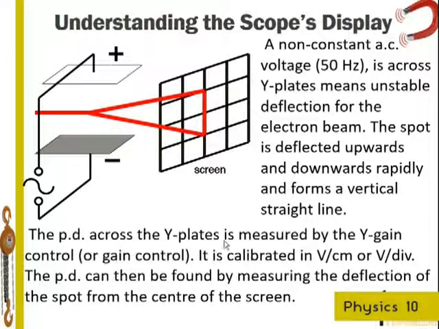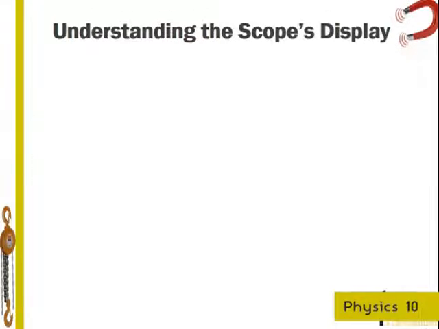The potential difference across the Y plate is measured by the Y gain control, or the gain control. It's calibrated in such a way that it gives you the voltage per centimeter, or voltage per division. So the potential difference can then be found by measuring the deflection of the spot from the center of the screen upwards or downwards.